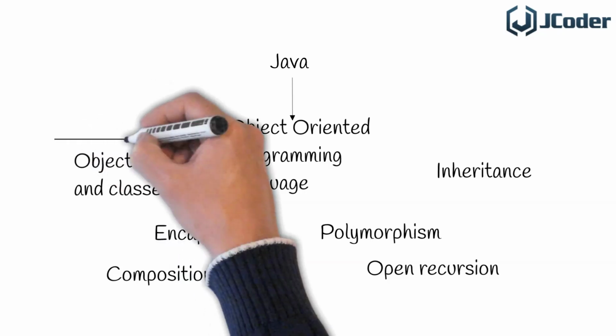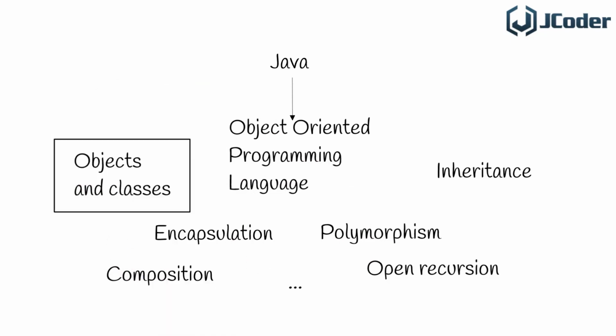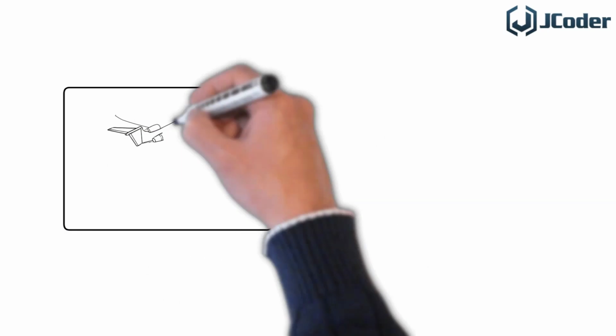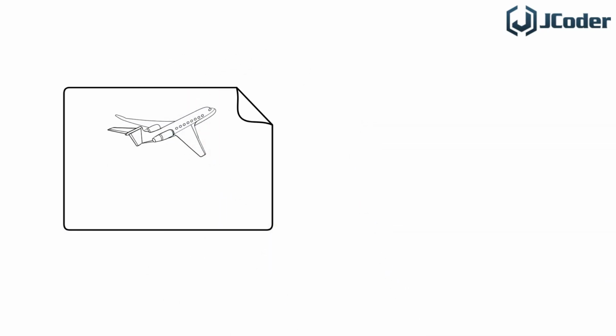That is, modeling our system as objects that have both data and behavior. Classes are the blueprints or definitions from where these objects are created. For example, let's consider an airplane. We can have a blueprint that defines how an airplane should be constructed and its different components. This blueprint represents our class in Java.